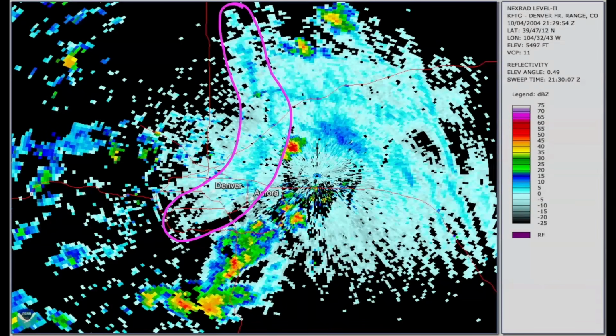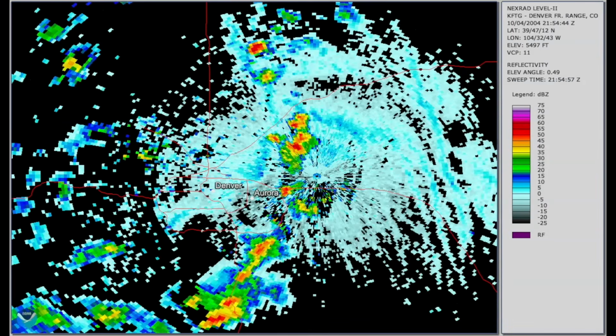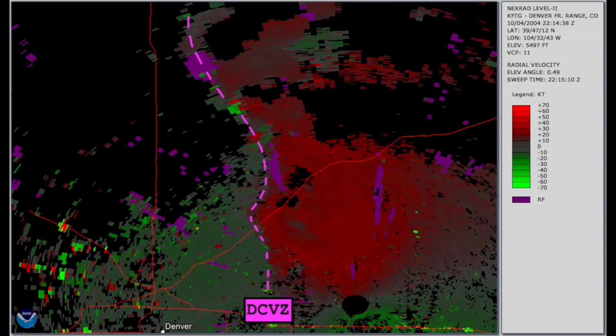In this example, note the stationary fine line in reflectivity that was draped through the eastern portions of the metro, evidence of a DCVZ boundary in place. When analyzing these terrain-induced convergence zones, you can also use the velocity product to identify areas of vorticity or spin along the boundary, which can be stretched into the vertical to aid in non-supercell landspout tornadogenesis underneath nascent updrafts.